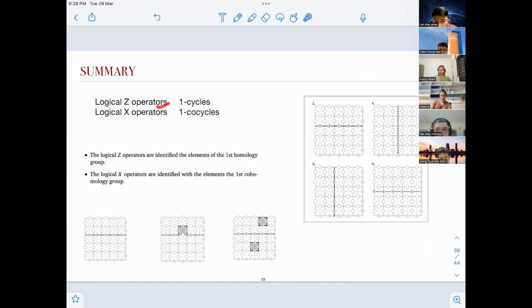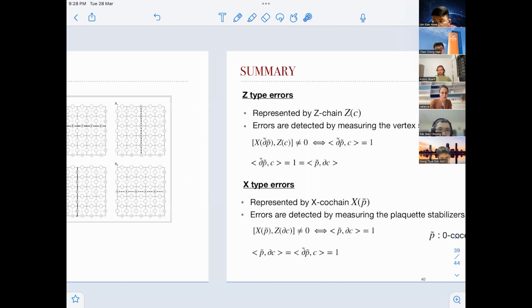Then we discussed the logical Z operator and X operator. They are the non-trivial cocycles and cycles. There is this homological equivalence relation, captured by addition up to a boundary, and that's what captures the notion of the first homology group and the first cohomology group. Its elements are the logical Z operators, and the elements of the first cohomology group are the logical X operators.